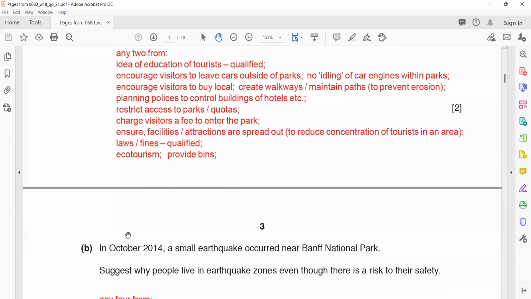They're saying that in October 2014, a small earthquake occurred near Banff National Park. Suggest why people live in earthquake zones even though there is a risk to their safety. Why are they not leaving? What can be the reason? The government already told them this is the danger zone, so why are people still living there? What can be the reason for that? Yes, Aula.